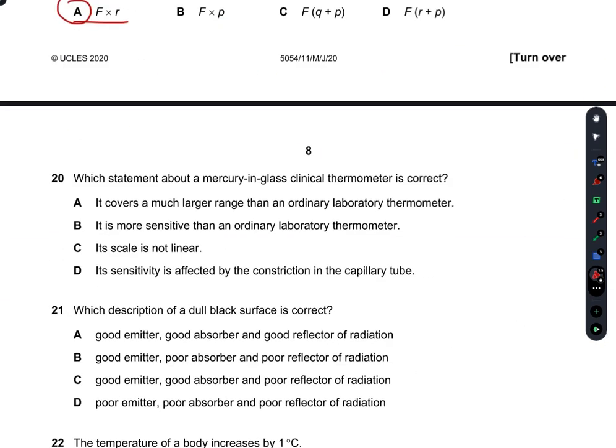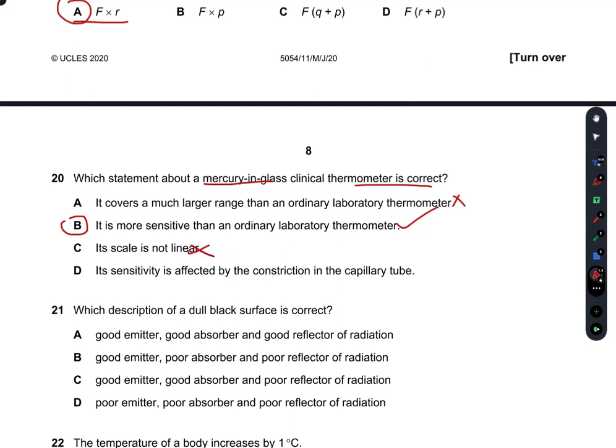Which statement about a mercury in glass clinical thermometer is correct? It covers a much larger range than an ordinary lab thermometer. This is not true for all cases. It is more sensitive than an ordinary lab thermometer. Yes, it is more sensitive than an ordinary lab thermometer. Its scale is not linear.